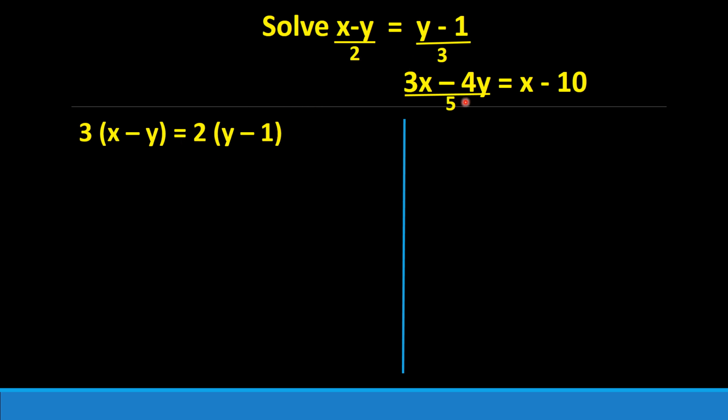And the second equation also can be done in a similar manner. This 5 can be taken here and multiplied with x minus 10. So we get 3x minus 4y is equal to 5 into x minus 10.